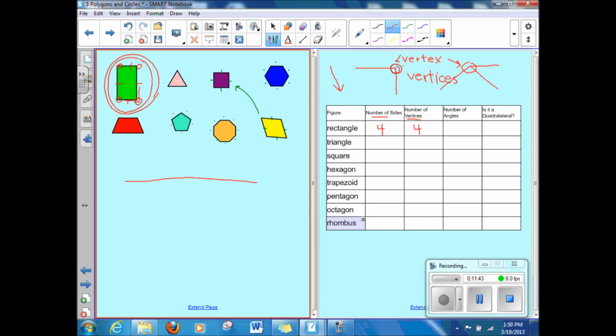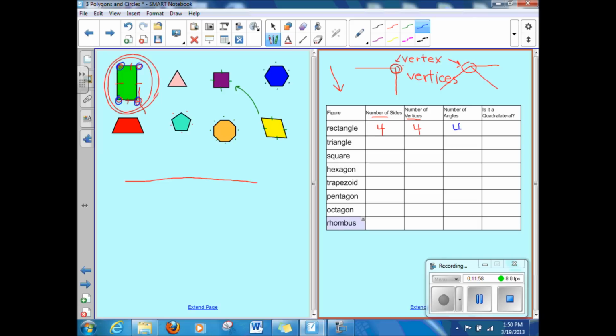I want to change colors so that we can maybe see here. Here's an angle, here's an angle, here's an angle, and here's an angle. I remember an angle is where we have two rays, and there were 4 angles there.